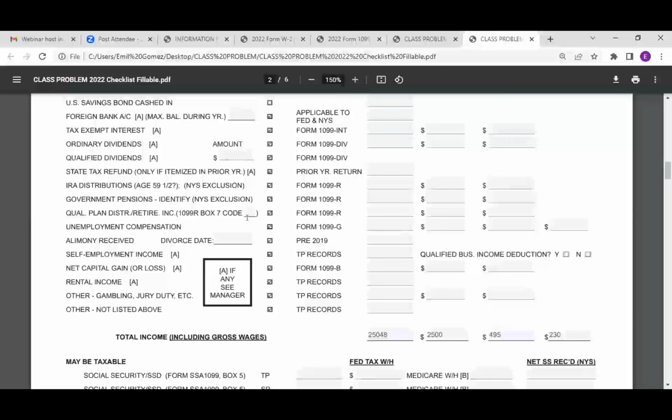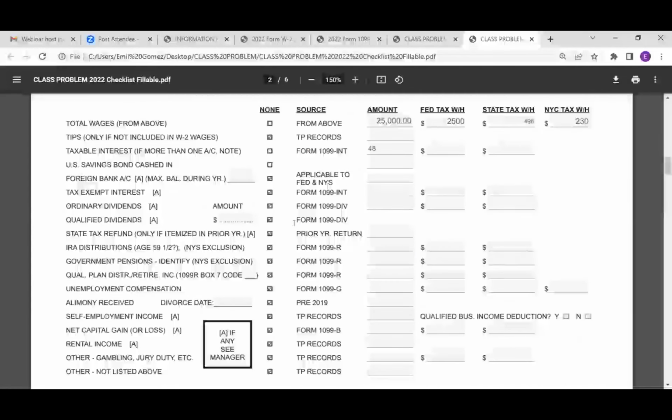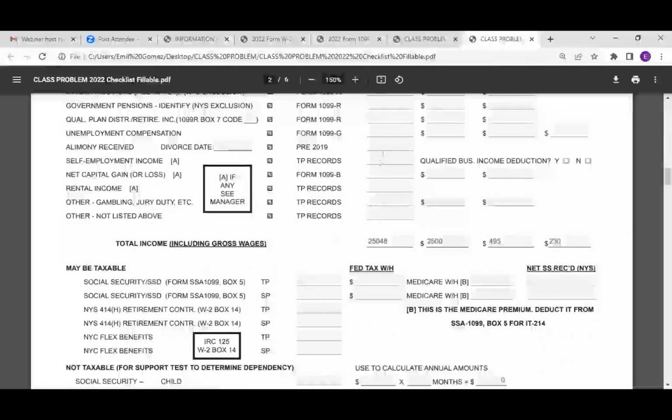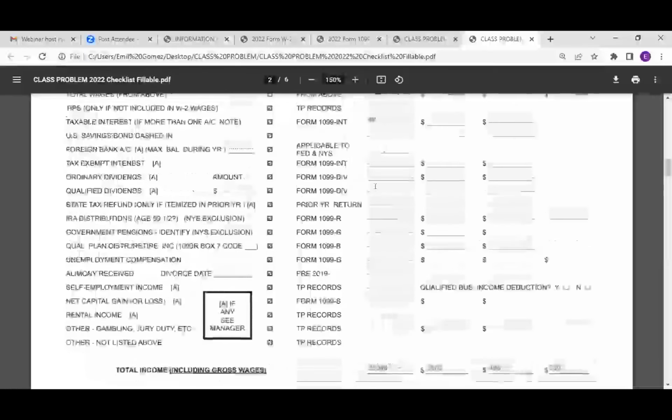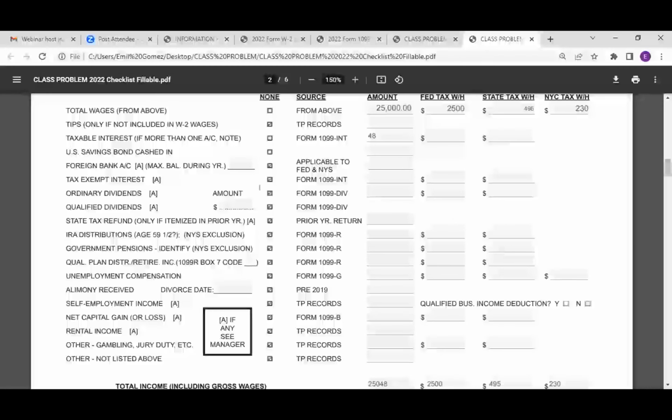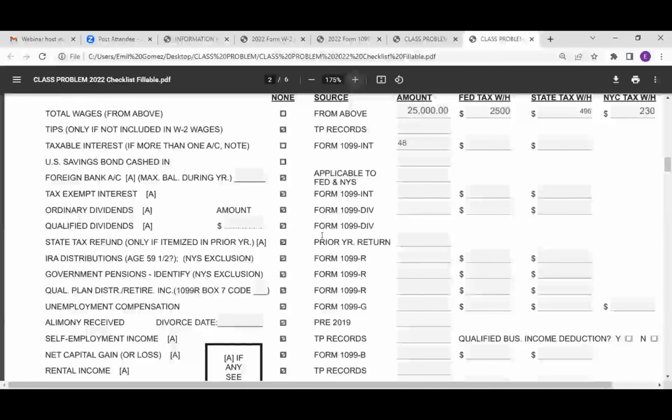How important is it for us to know about the Box 7 code? We even asked you to put it here in terms of determining the tax treatment. Very important, once again, to know what that Box 7 code is. As you can see, a lot of information in terms of other income sources are not there. I know that you've asked about it because you see this little box here? We ticked off the box.